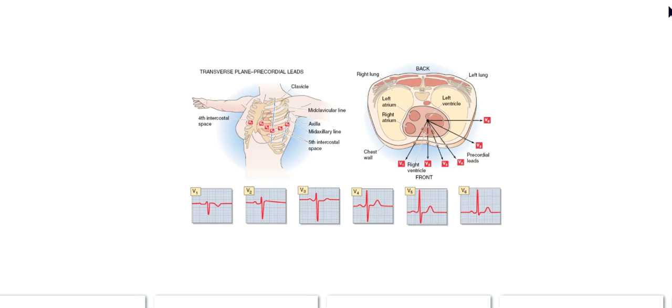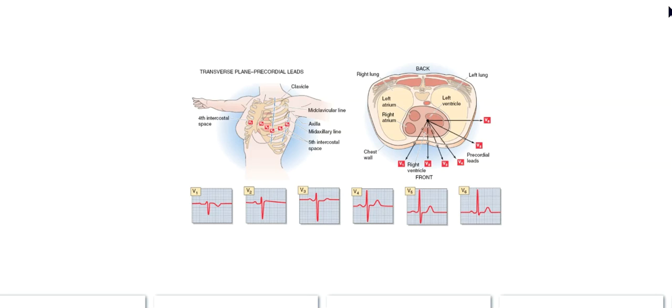So V1 and V2 are really going to sit, you place them at the 4th intercostal space at either side of the sternum. Then V4 and V6 are going to be placed at the 5th intercostal space, at the mid-clavicular line for V4 and then the mid-axillary line for V6. V3 and V5 are just spaced in between 2 and 4, and then 4 and 6. Okay, so you put it at the midway point.